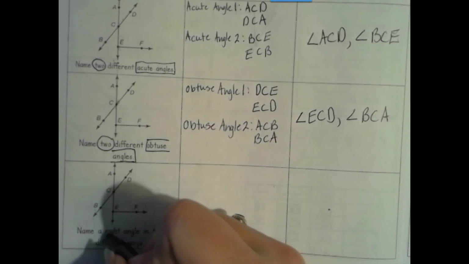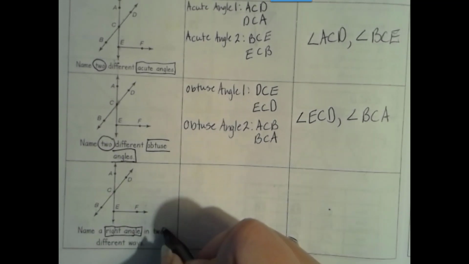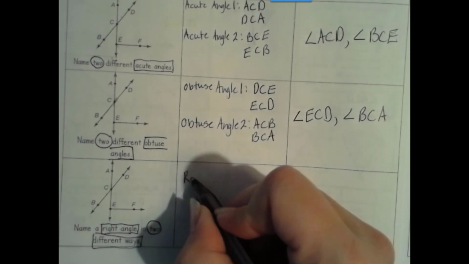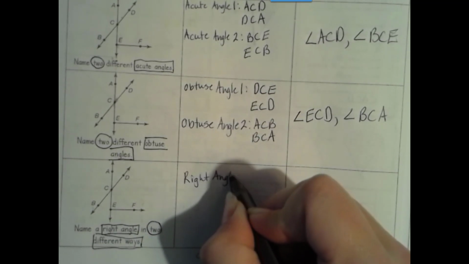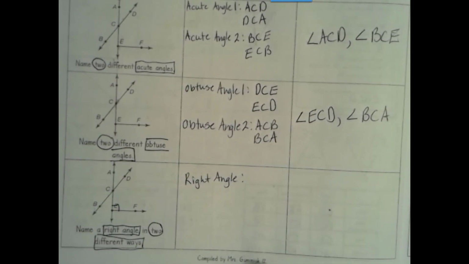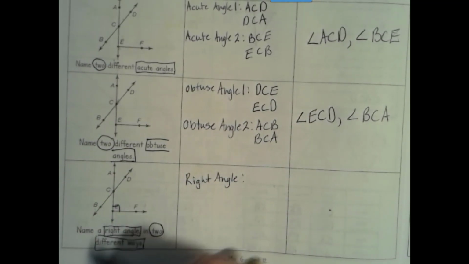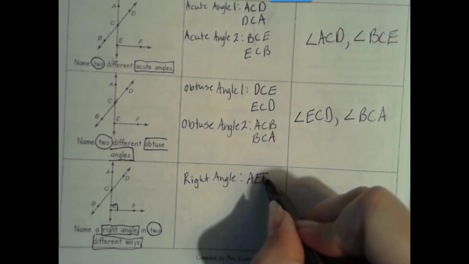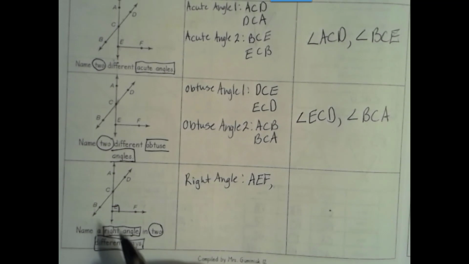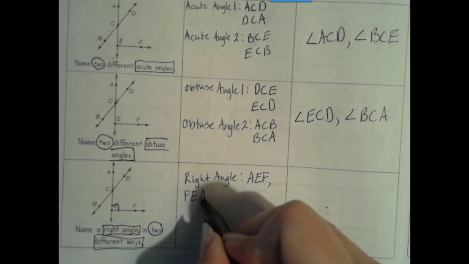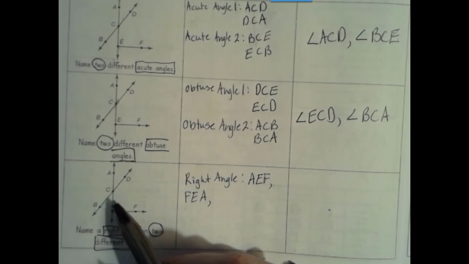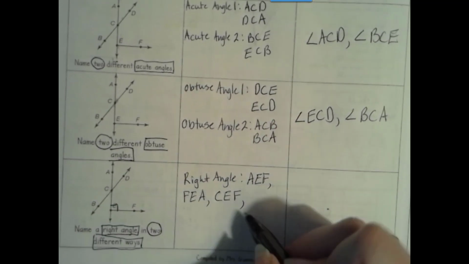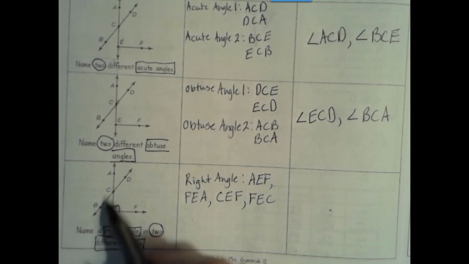Last one we're looking at, we're naming a right angle, but we're going to name it in two different ways. So we only have one right angle here. And that's this one right here. This makes that right angle right there. We have one on this side too, but we don't have points to be able to label it. So I could use the letters A, E, F, or I could say F, E, A. I could also start with C, C, E, F, or F, E, C. They're all talking about the same angle.